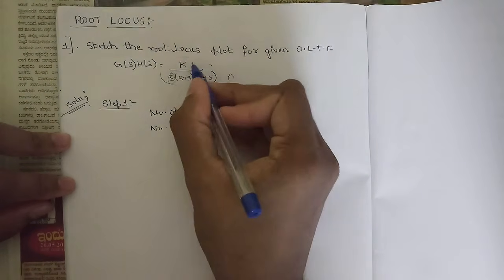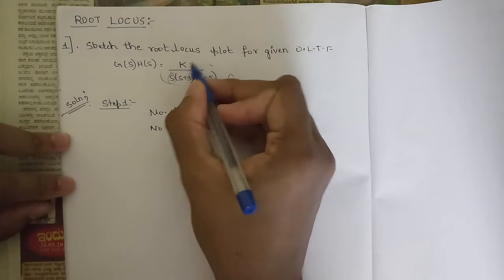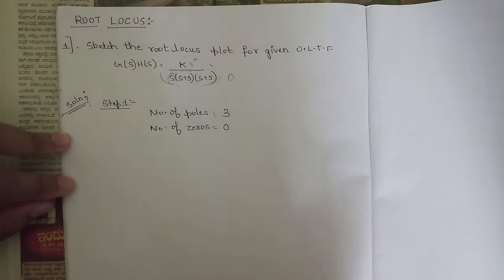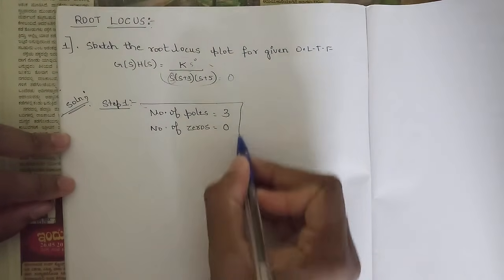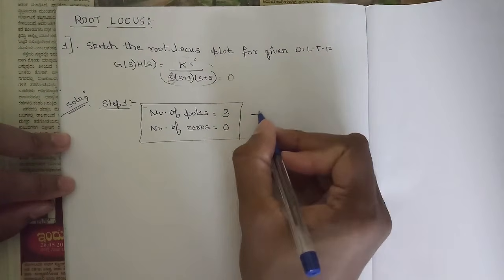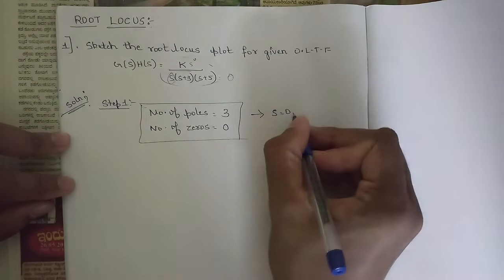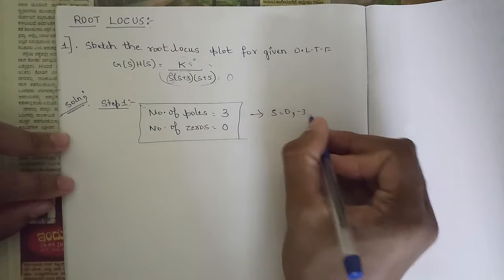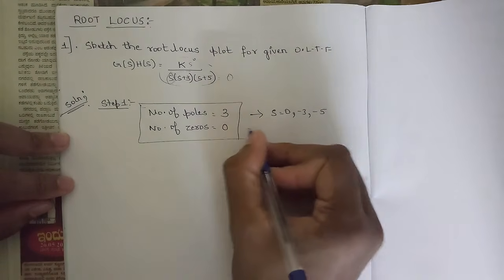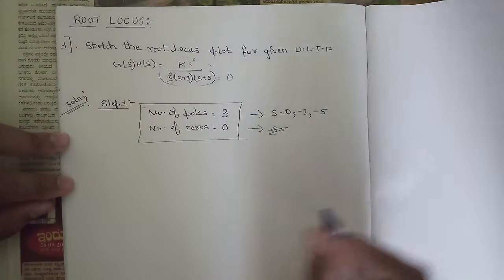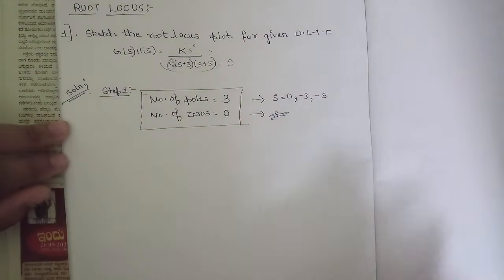And for the number of zeros, since we do not have any s variable in the numerator, that is s to the power 0, we can see that we don't have any zeros in this question. So these are the number of poles and number of zeros. If you want to, you can write the poles as well: s = 0, -3, -5, and we don't have any zeros. So this was all the first step.